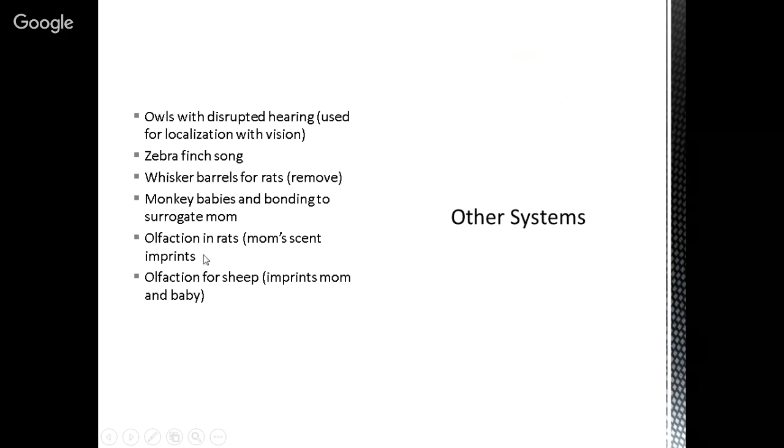Olfaction in rats, I mentioned this a little bit earlier. Mom's scent imprints on the children, and they will look for that in their mating behaviors later on in life. And then sheep, again, this is actually the mom imprinting, which is a little weird, but she will recognize only her own lambs after, I think, a 4-hour period. It's a very brief interval after birth. So if the baby is separated from her for more than 4 hours, she won't recognize the baby. That's kind of important to the sheep.